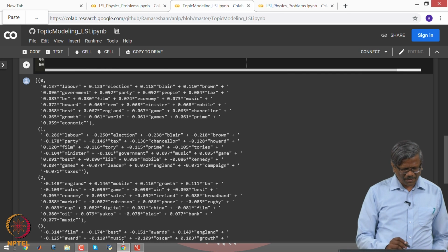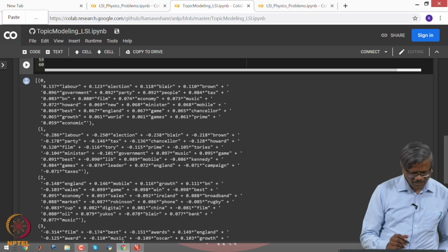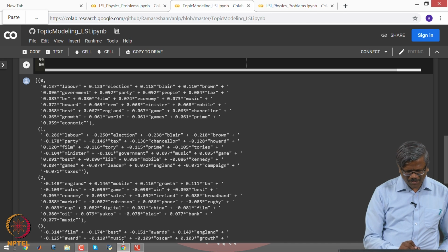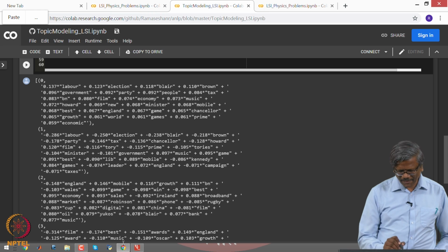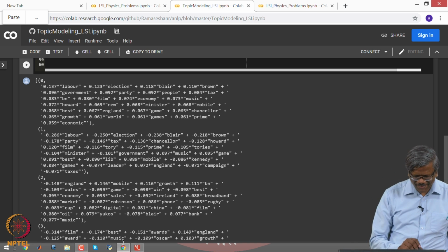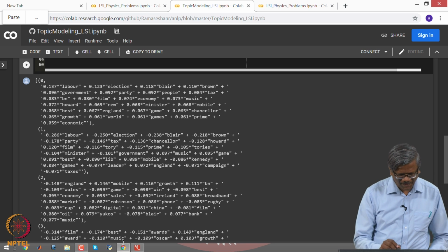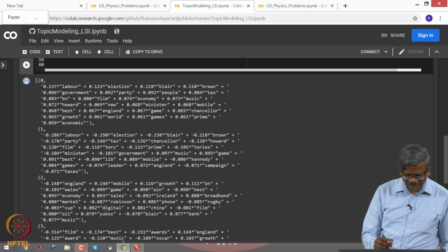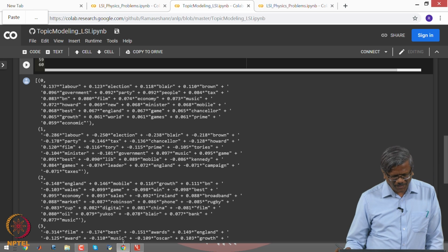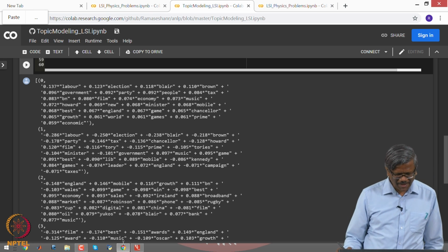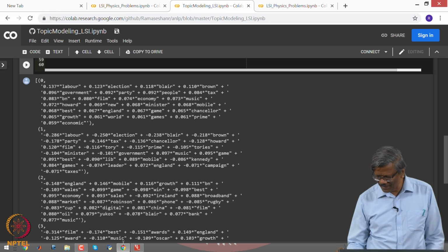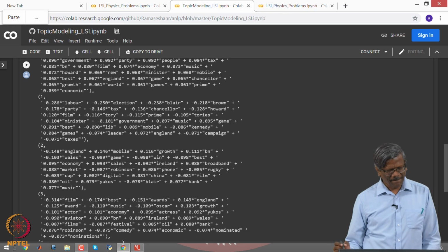The first one corresponds to, let us find out to what. So, it has labor, election, Tony Blair, I think, Brown, government, party, people, tax, film, economy, music, new minister, mobile, game, chancellor, growth, world, games, and so on, right? So it contains lots of words that you will find in politics as well as in entertainment and music. Okay, let's see what it has done to the second one.